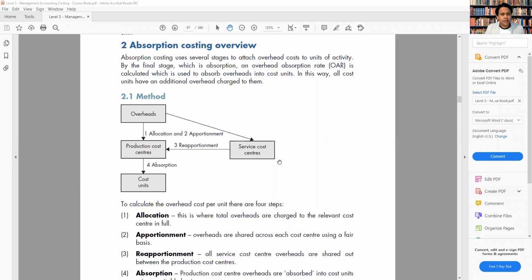We have a diagram here, so let's try to understand it. The first one is overhead. We know overhead is the indirect cost, so all overheads are indirect costs. Now overhead can be of two types. Some overheads I can directly allocate to the production cost center, and some overhead goes to the service cost center.